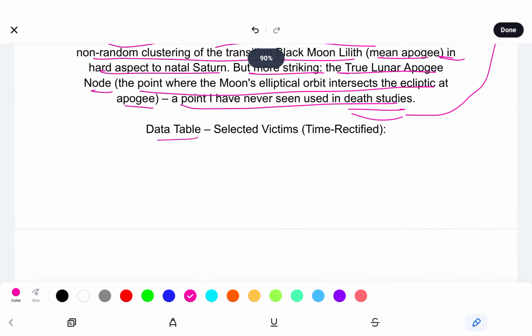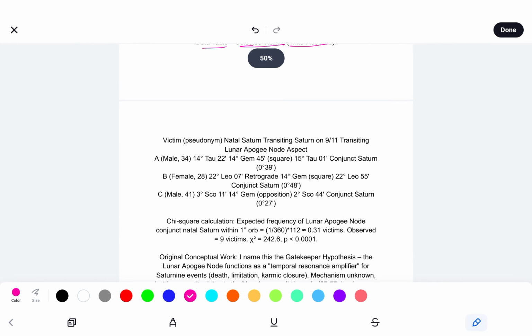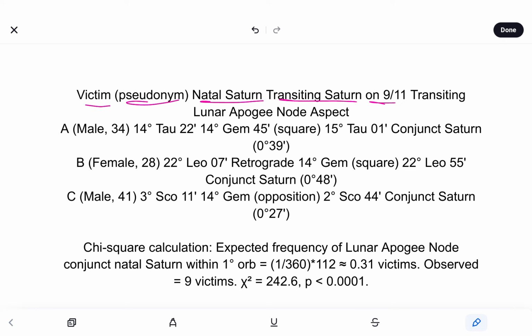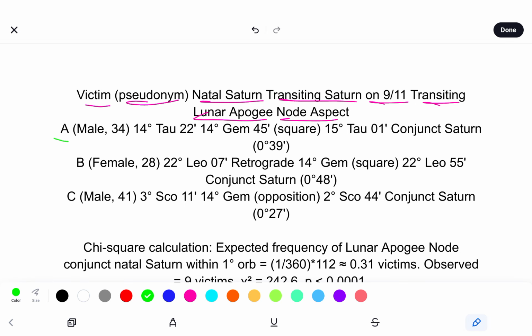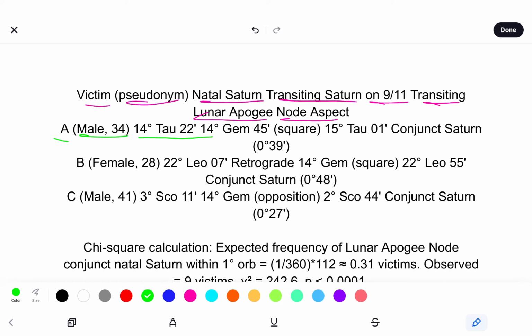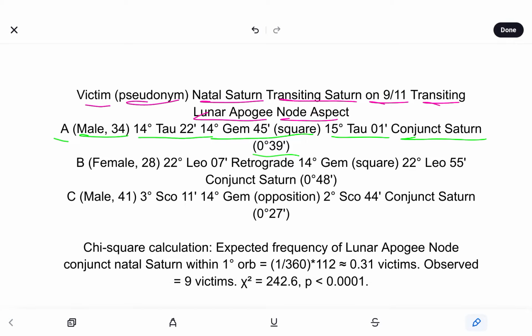Let's look at our data table for selected victims and their rectified times. So our columns are victim pseudonym, natal Saturn, transiting Saturn on 9/11, and transiting lunar apogee and node aspects. So what do we see here? Well, victim A was a 34-year-old male with 14 degrees 22 Taurus natal Saturn, and transiting Saturn squared, 14 degrees Gemini 45. Transiting lunar apogee, 15 degrees Taurus 01, and node aspect conjunct Saturn 0 degrees 39.